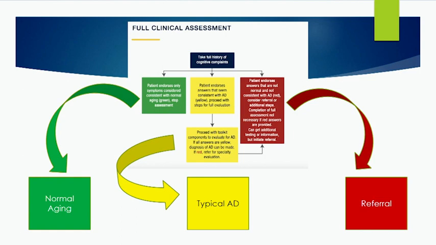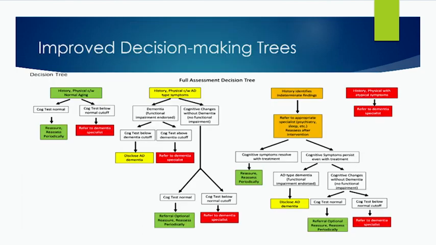But in the new updated version, you have improved decision-making trees. Now, this is a little bit complicated. We're not going to go through all this today. But basically, there are some times if the test results are out of proportion, like let's say everything's normal aging, and they score very, very low on one of the screening tests that you do.